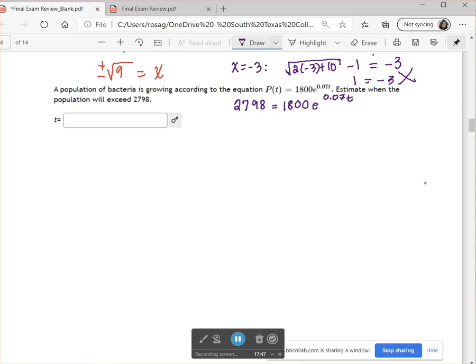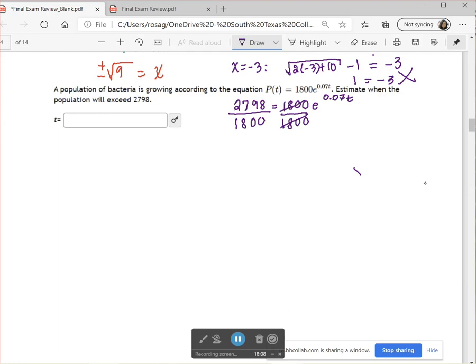Now, t is in the exponent. So when that happens, you have to make sure that the number with the exponents is by itself first. So I'm going to move the 1800. Now, pay attention here because this is where a lot of people make mistakes. These are being multiplied, so the opposite would be dividing. So I do have to divide by 1800.